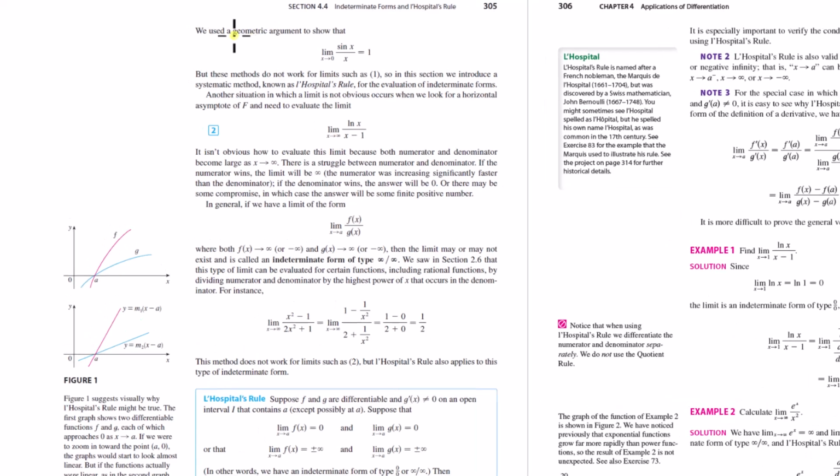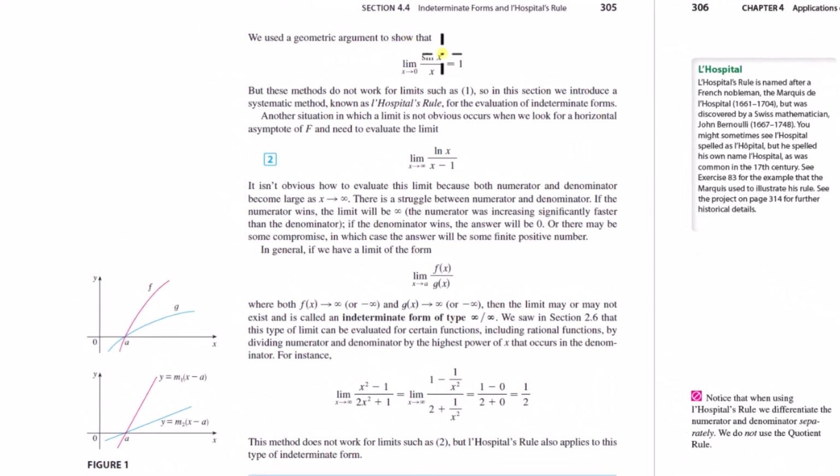Here, we used a geometric argument to solve this limit. The limit as x approaches 0 of sine of x over x is equal to 1. We have to use a geometric argument to prove this limit. But we'll see with L'Hopital's rule, this is easy. But these methods do not work for limits such as 1. So in this section, we introduce a systematic method. So what they're saying is we used a geometric argument here.